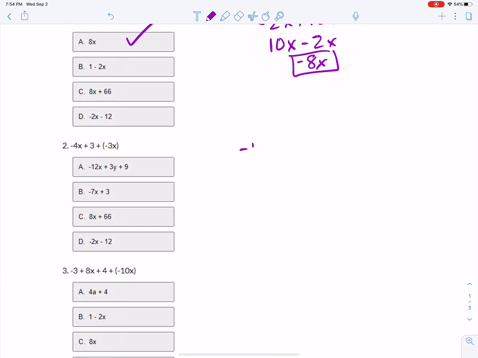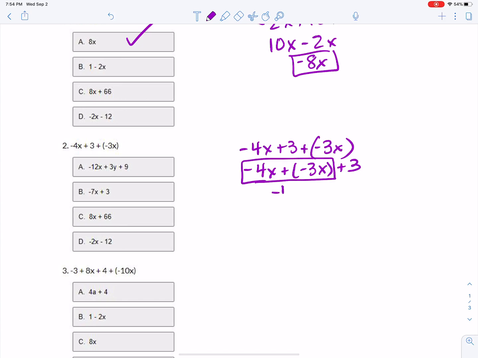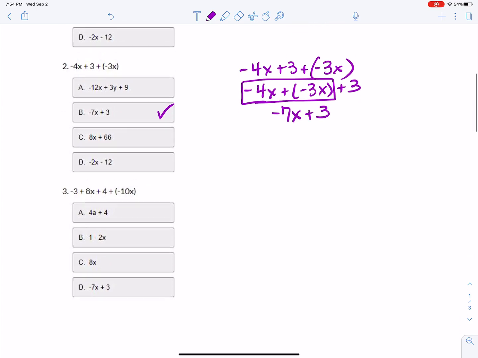Again, I'm going to rearrange this one as well. I'm going to put the like terms together, which is the x's. So negative 4x plus negative 3x plus 3. I can combine these two. This becomes negative 7x plus 3. That answer is right here.